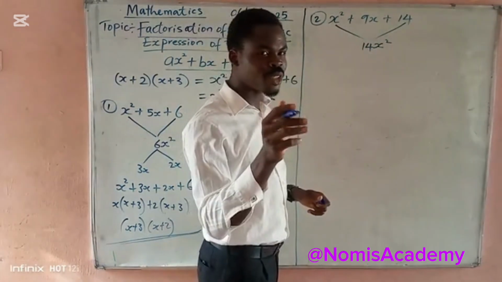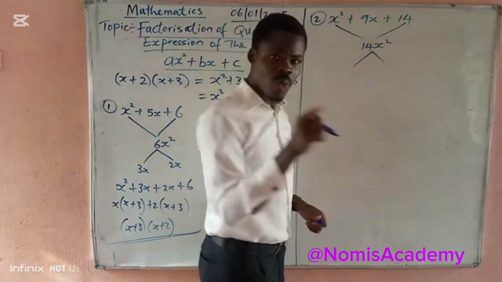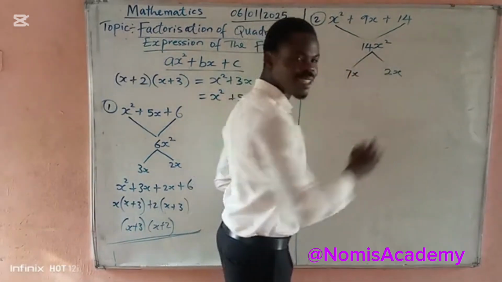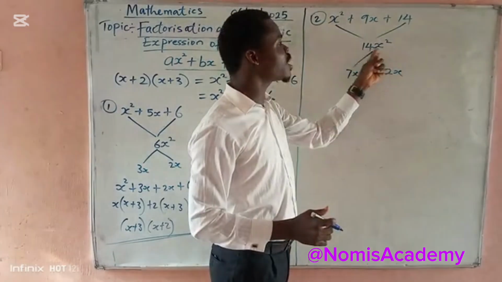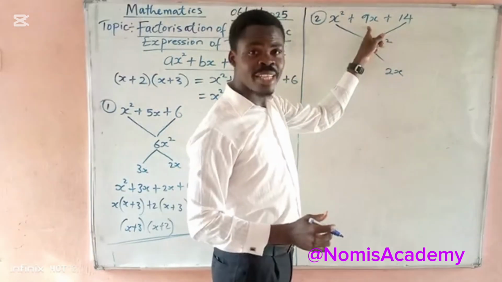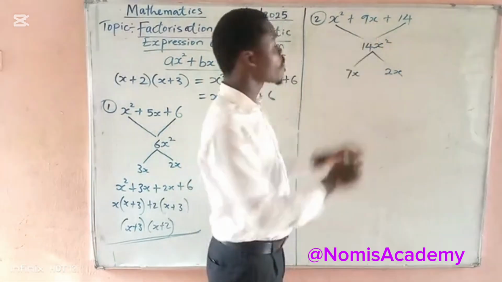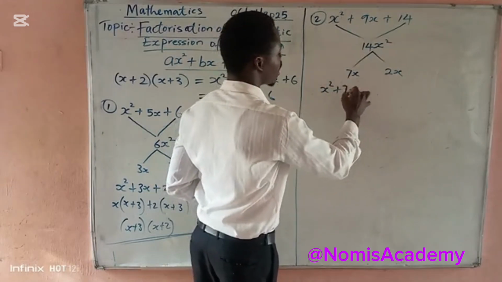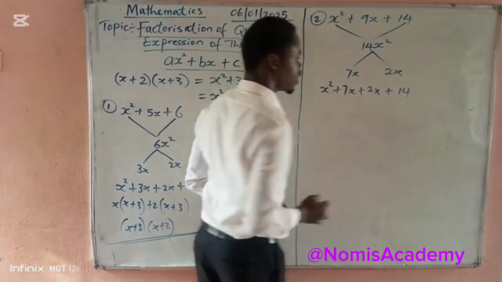And what are those factors? I know by now you know the answer. Quickly, I think what should be in your mind now is 7x and 2x. Isn't it? 7x times 2x will give you 14x squared. 7x plus 2x will give you what? 9x. Now you are going to write 7x and 2x in the middle term. And that will be x squared plus 7x plus 2x plus 14.